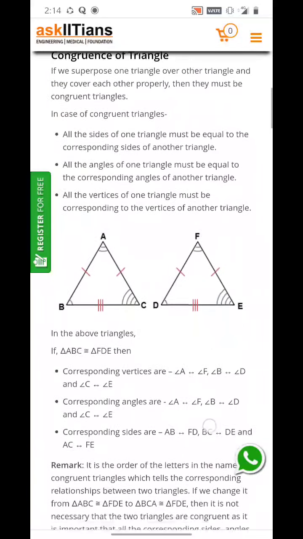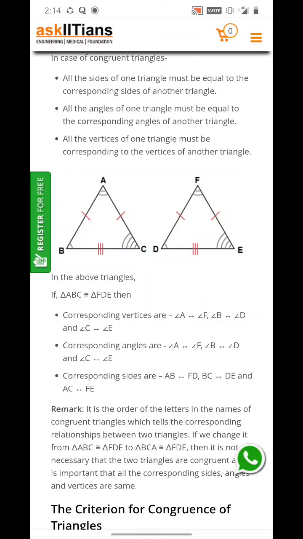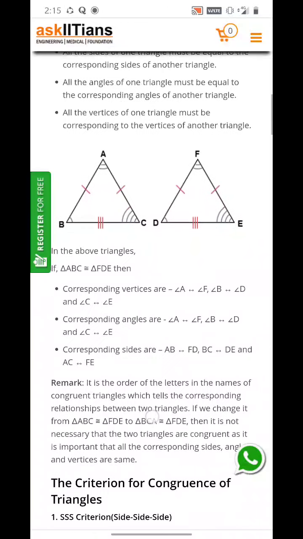In the above triangles, look, triangle ABC and triangle FDE have this sign between them, which is congruent. Corresponding vertices: vertices are where two arms join together. Vertex A, this sign is of corresponding, not congruent. Vertex A corresponds to vertex F, vertex B corresponds to vertex D, and vertex C corresponds to vertex E. Similarly, angle A is equal to angle F, angle B is equal to angle D, and angle C corresponds to angle E.